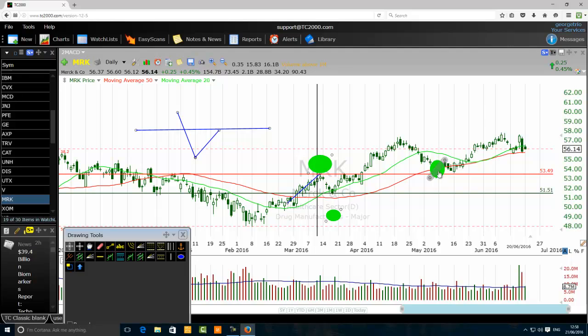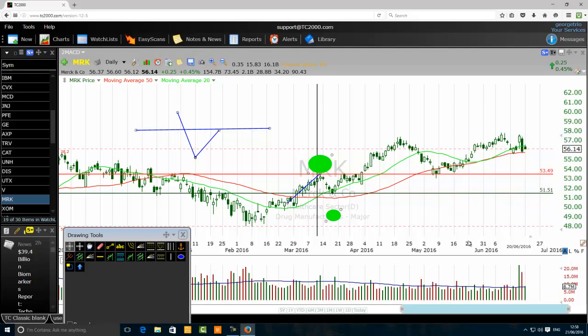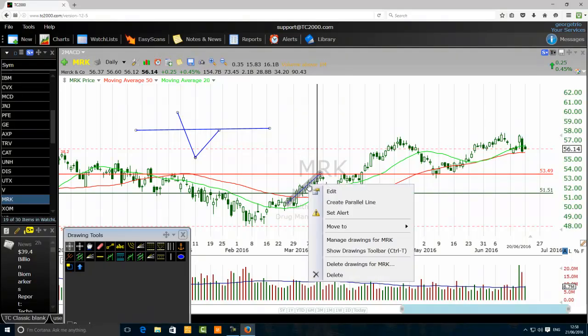So if you are using moving averages, remember what I just said: break above, retest, break below, retest. What has happened here? You see this moving average crossover here that we are talking about, 20 and 50.